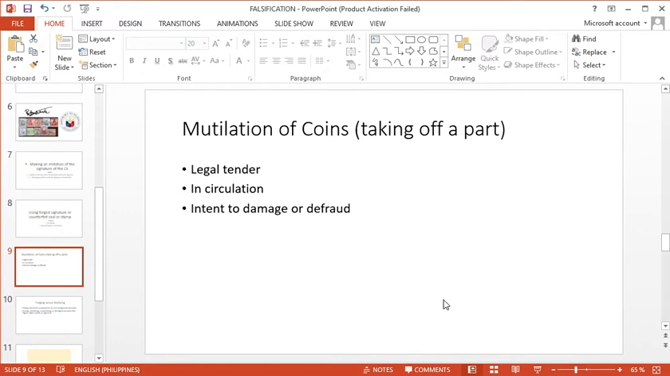It does not, however, concern whether it is in a black market or in the normal market. What is important is it is in circulation. Its usage is being observed. And third, that you mutilated the coin because you intended to defraud the other person. Okay? So when you talk about mutilation, you take off a part of the coins.